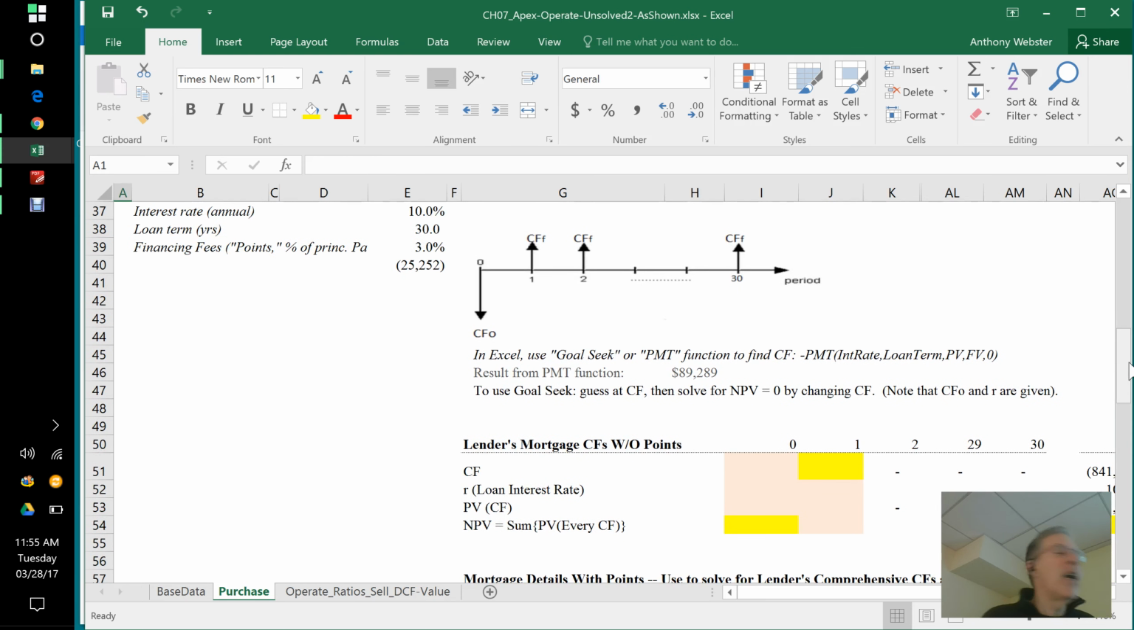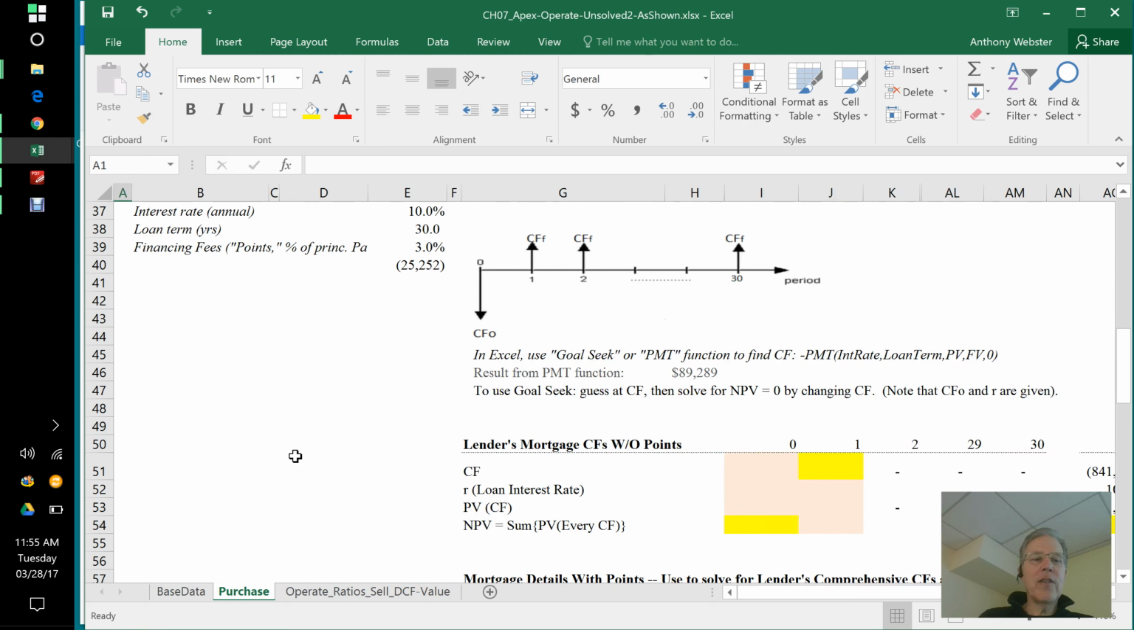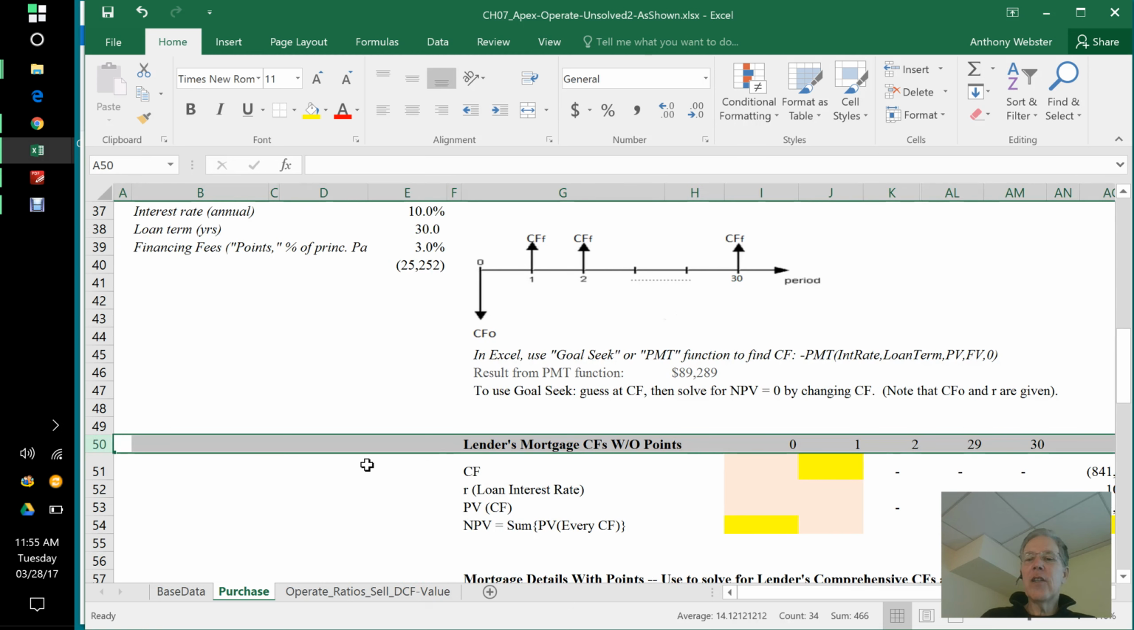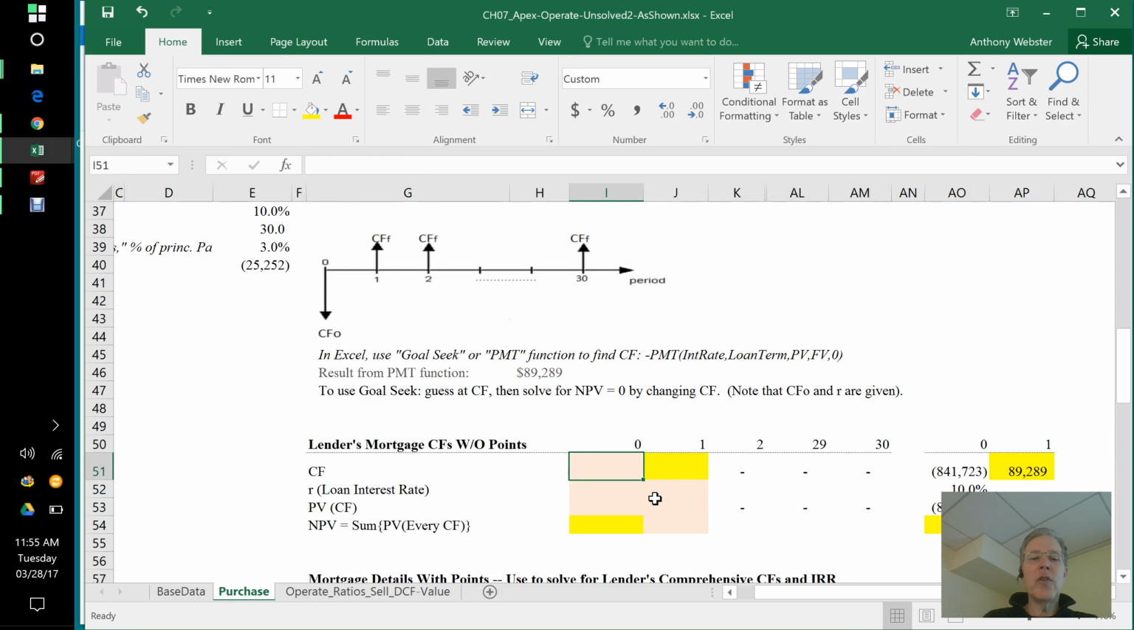So I've got the cash flow diagram from the lender's point of view up there. And what I've got here is the lender's cash flow table without points, starting in row 50. And we just have to fill it in, okay? So let's see if we can do that. We'll fill in what we can, and then we'll use goal-seek to make sure everything's perfect.